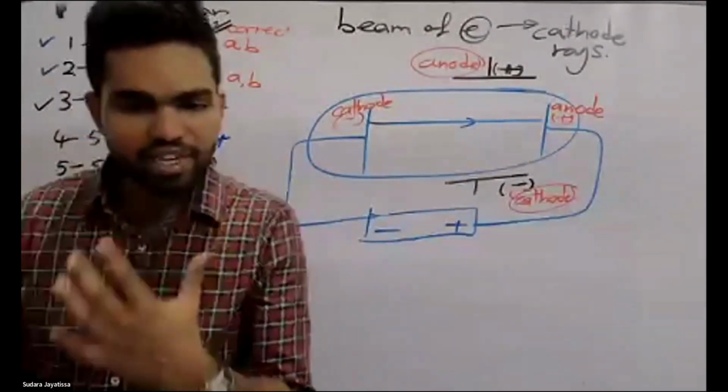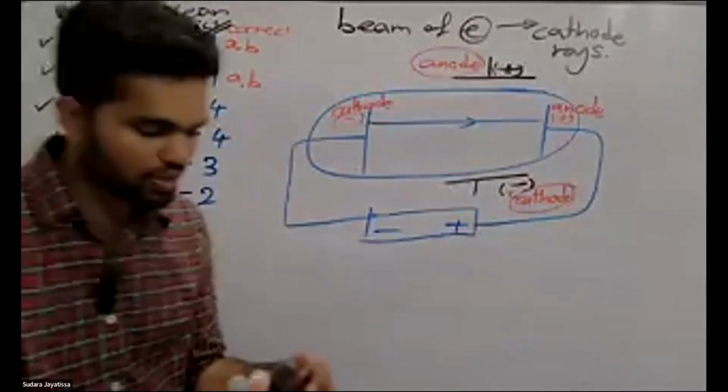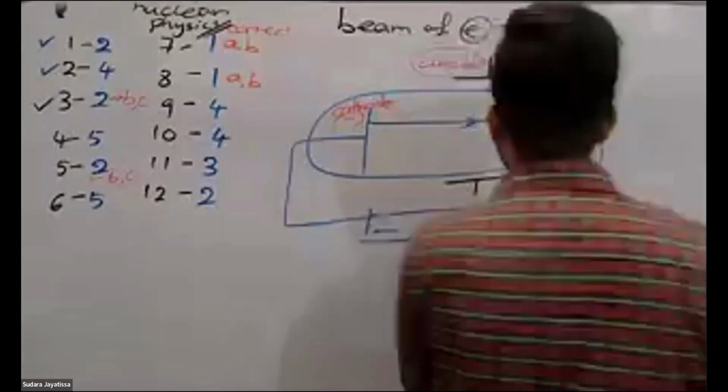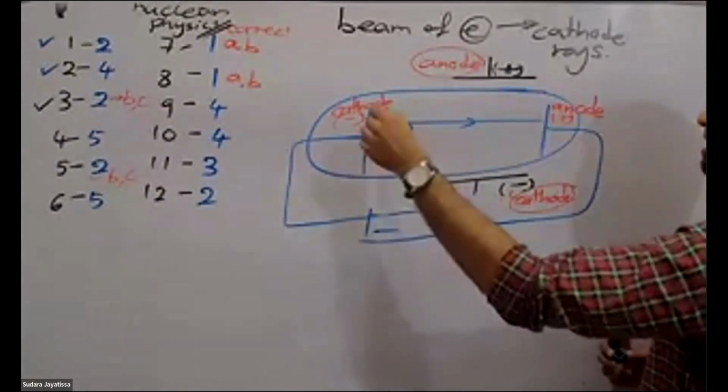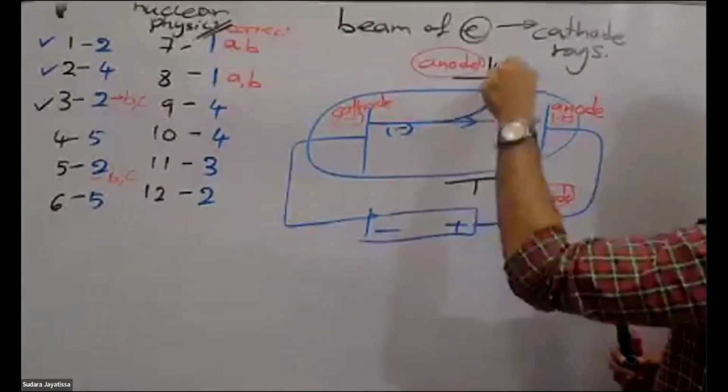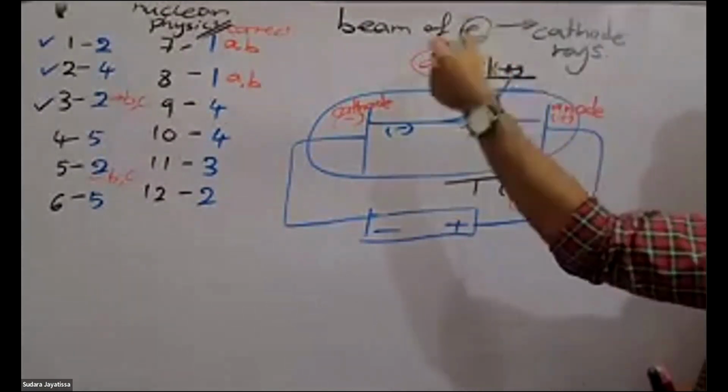Then what can you tell? These beam of electrons, they are actually negatively charged, no? So then they would be attracted towards the positive electrical field, or you can say they will be attracted towards the external anode.